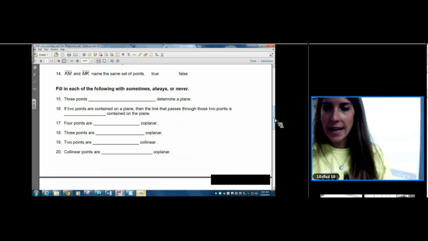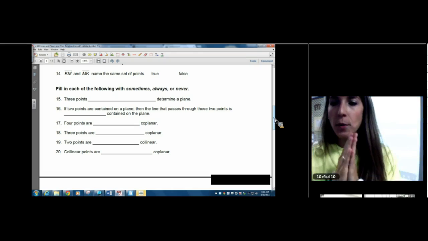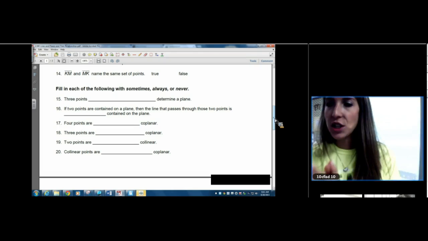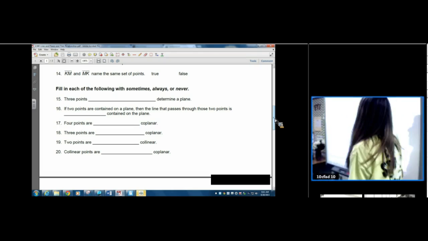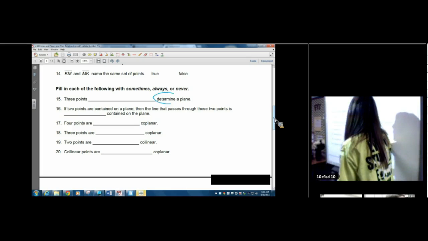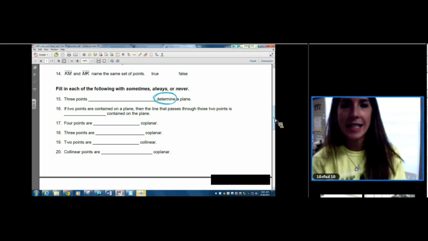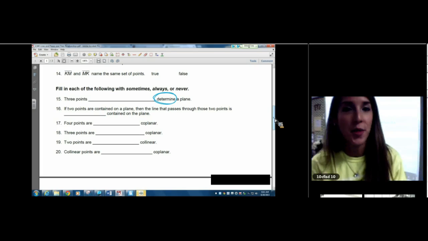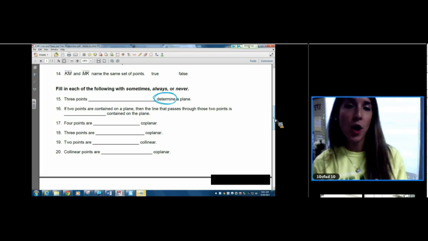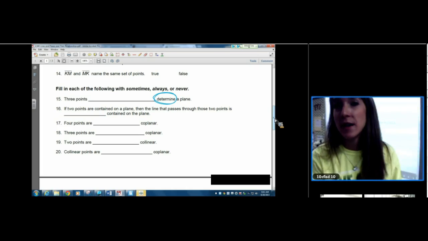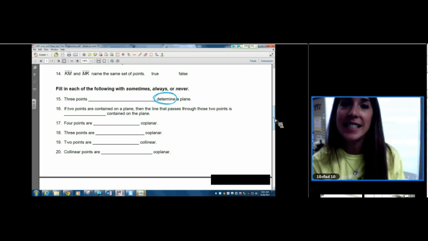Okay, the last one, I skipped it, was 15. 3 points blank determine a plane. This word is the most important word in that sentence. Now, I told you that 3 points are always coplanar. I said any 3 points are coplanar, and I'm sticking by that statement. But being coplanar is different than determining a plane.